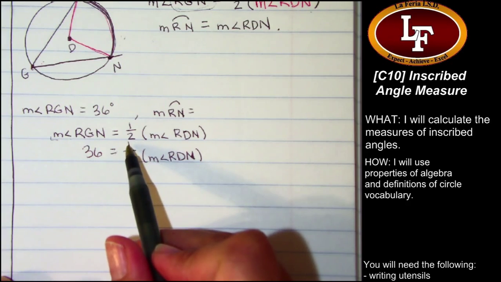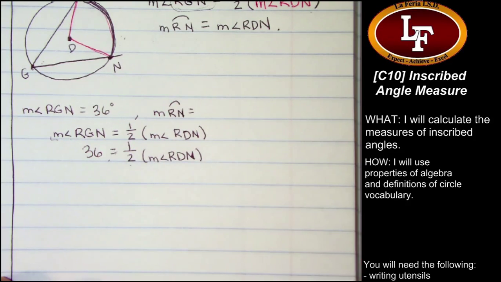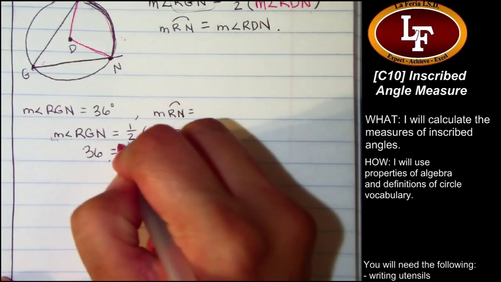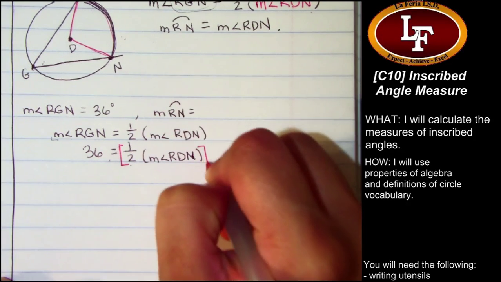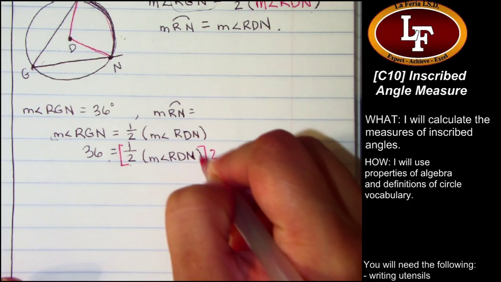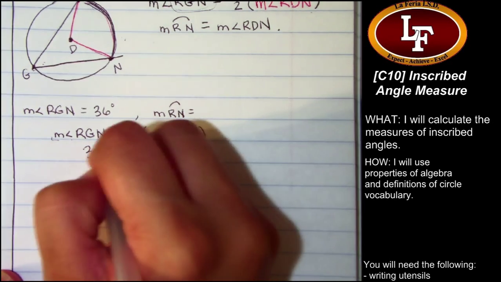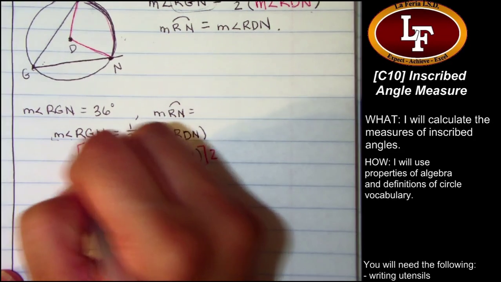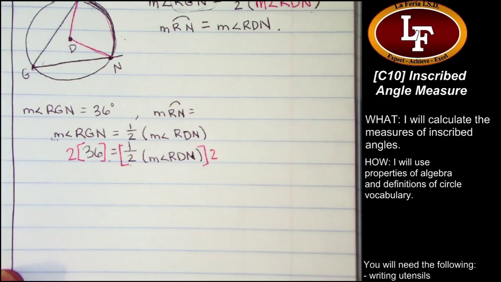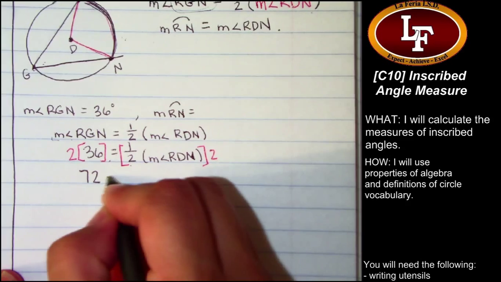How do we get rid of fractions in an equation? Multiply by the denominator. So I'm going to multiply everything on this side by 2, and I'm using the square brackets just so that it looks a little different from the round brackets. Multiply everything on this side by 2, and multiply everything on this side by 2. So 36 times 2 is 72.